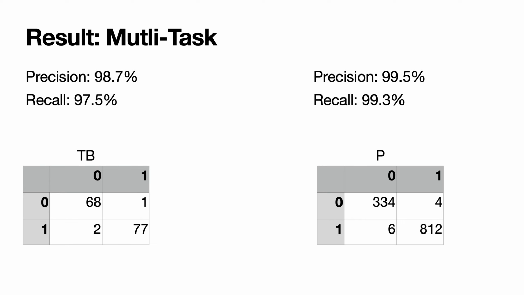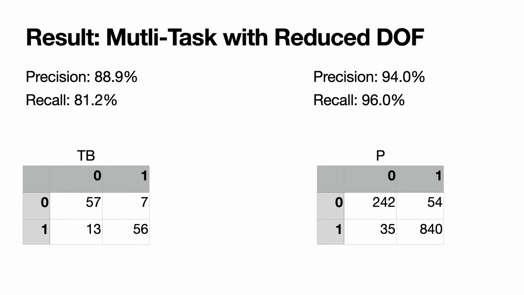So in a multitask setting, all of the statistics went up, but we will focus on the reduced degree of freedom multitask setting. For that one, for TB, the precision and recall went up a lot, even though the degrees of freedom were reduced and they were only running on a 32 dense layer. And for pneumonia, it dropped very slightly.